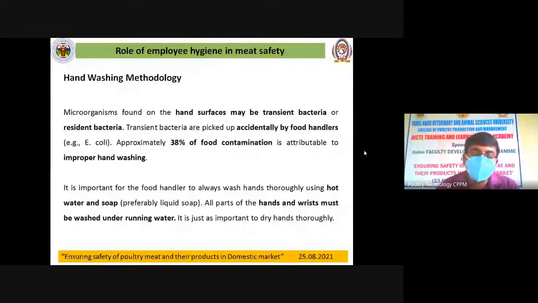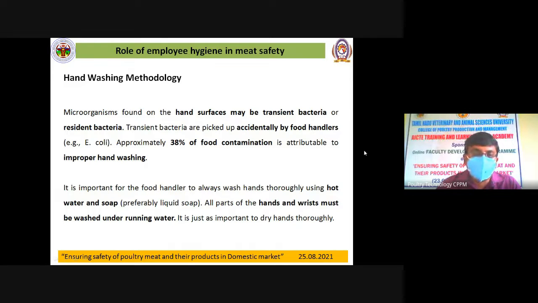So when you want to prevent all these infections or transmissions, the first thing that comes to mind is hand washing. That is washing your hands frequently when you are touching unhygienic or unclean areas, areas which may be contaminated, or when handling spoiled or contaminated food. Hand washing is the one methodology by which you can prevent the transmission of contamination from one food to another.